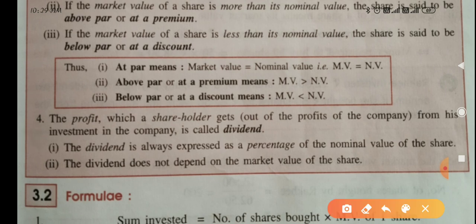Next, at par means market value equals nominal value. In short, above par or at a premium means market value is greater than nominal value. Below par or at a discount means market value is less than nominal value.